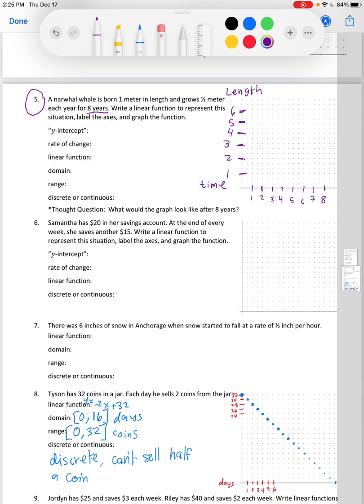Okay, let's plot some points. At 0 years old, or birth, the whale is 1 meter long. It's 1.5 in between there. Then it goes to 2 meters at 2 years old, 2.5 meters at 3, and so on and so forth. All right. Now let's go ahead and answer some questions about this scenario.